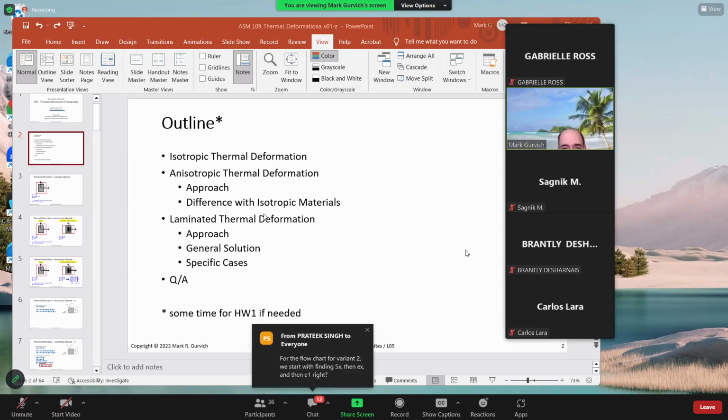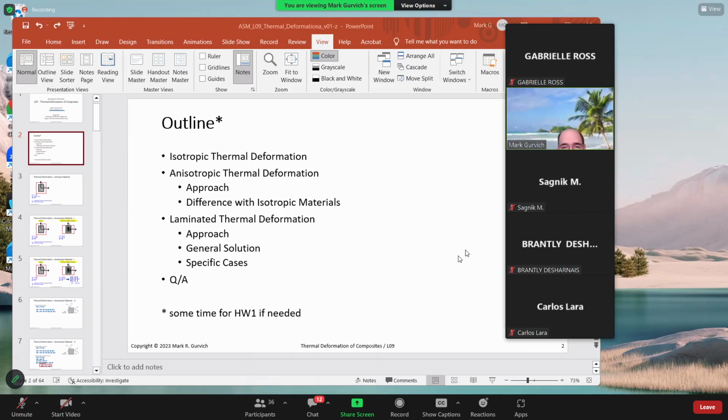And for homework 1, let me see what is here. For question one, can you explain how to start? Yeah, I can explain. Let's go back to the flowchart for variant, where we start with finding X.